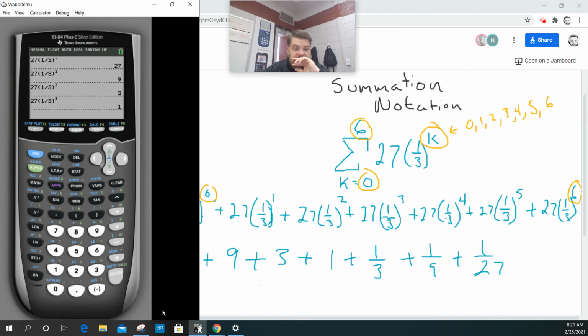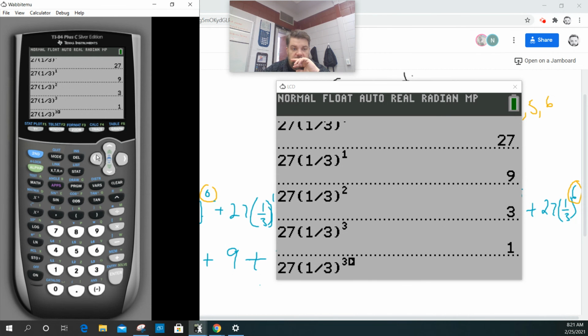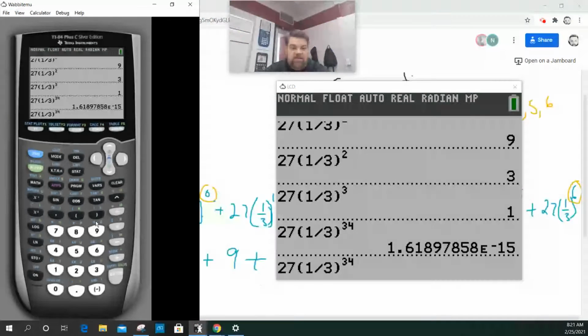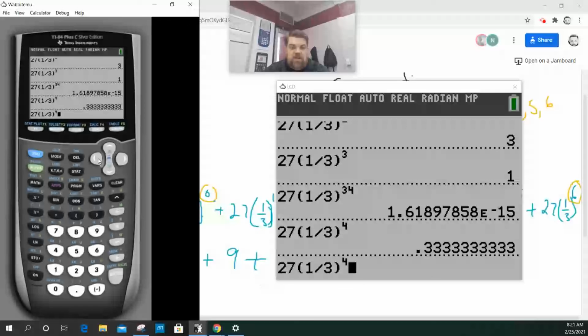If I do this again, second entry, change that to 4. Oh, not 34. I forgot to delete that. So that's 1/3, right? Second entry, I'm going to change this to 5. Oh, I almost did it a second time.